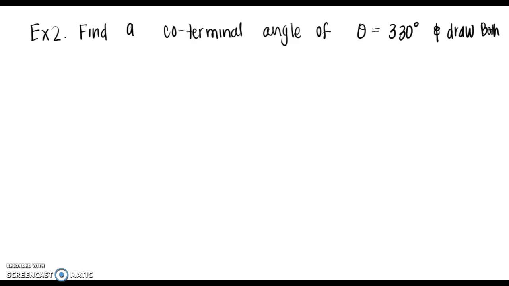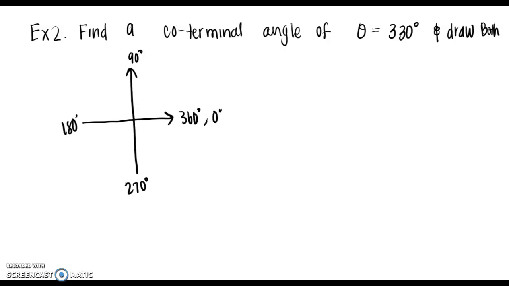All right, so next we have coterminal angles. And coterminal angles are angles that share the same initial side and terminal side. Example number 2 is going to be finding a coterminal angle of an angle, which in this case is going to be 330 degrees. And this is going to be finding the coterminal angle by drawing. So we're going to go ahead and draw first 330. So 90 degrees, 180, 270, and 360 / 0. So 330 is somewhere about there.